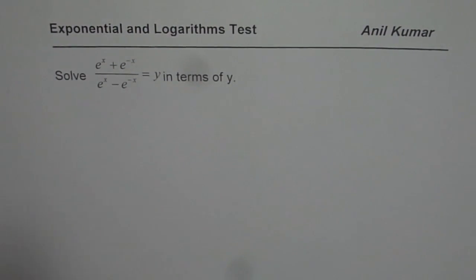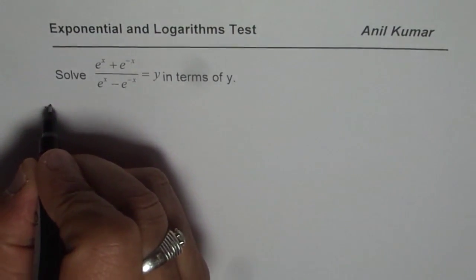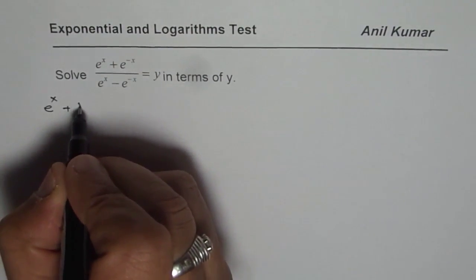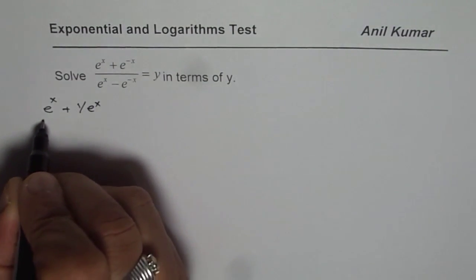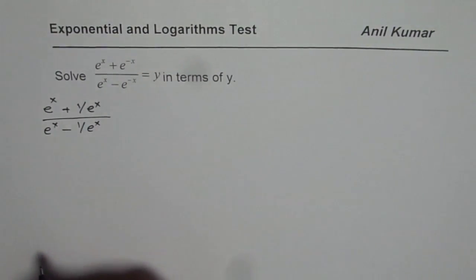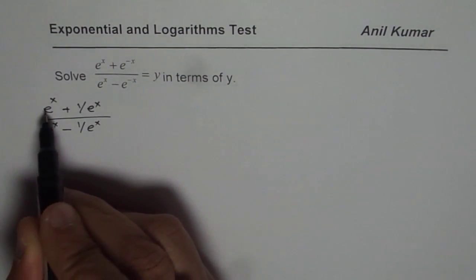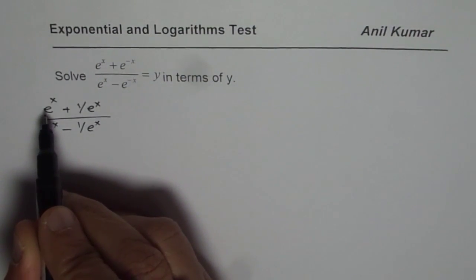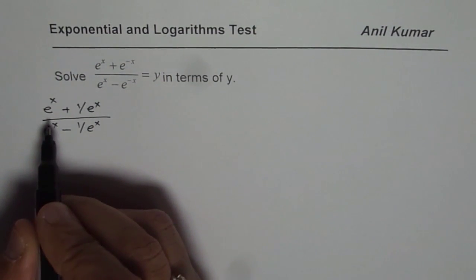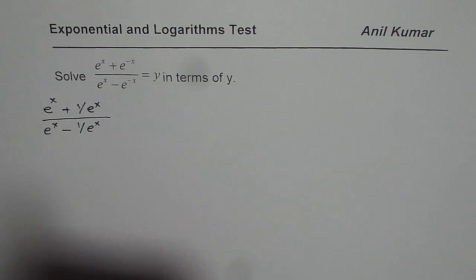Here is my suggestion. To solve such a question, let us first write it once again. e^x + e^(-x) means e^x + 1/e^x, okay? Here also e^x - 1/e^x. Now we can take e^x as the common denominator, right? So in that case, what do we get? We get e^x times all this, so when you take e^x as common denominator, it gets multiplied with this.